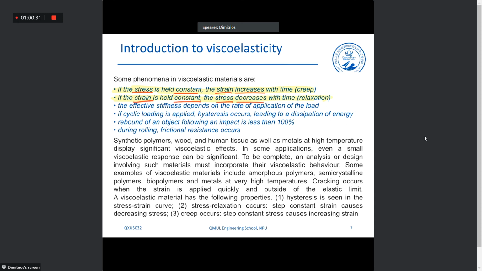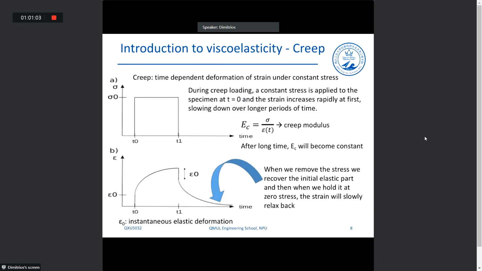Of course, there are a number of other phenomena that are related to the viscoelasticity of polymers, such as what we said already about hysteresis, which is a dissipation of energy. There is the rebound and also the frictional resistance when we roll or when we push a polymer against certain surfaces. Okay. So let's have a look at creep. Creep is, as we said, the time-dependent deformation, strain, under constant stress. Okay, so we have a constant stress, and we measure the strain. Let's have a look at what happens.